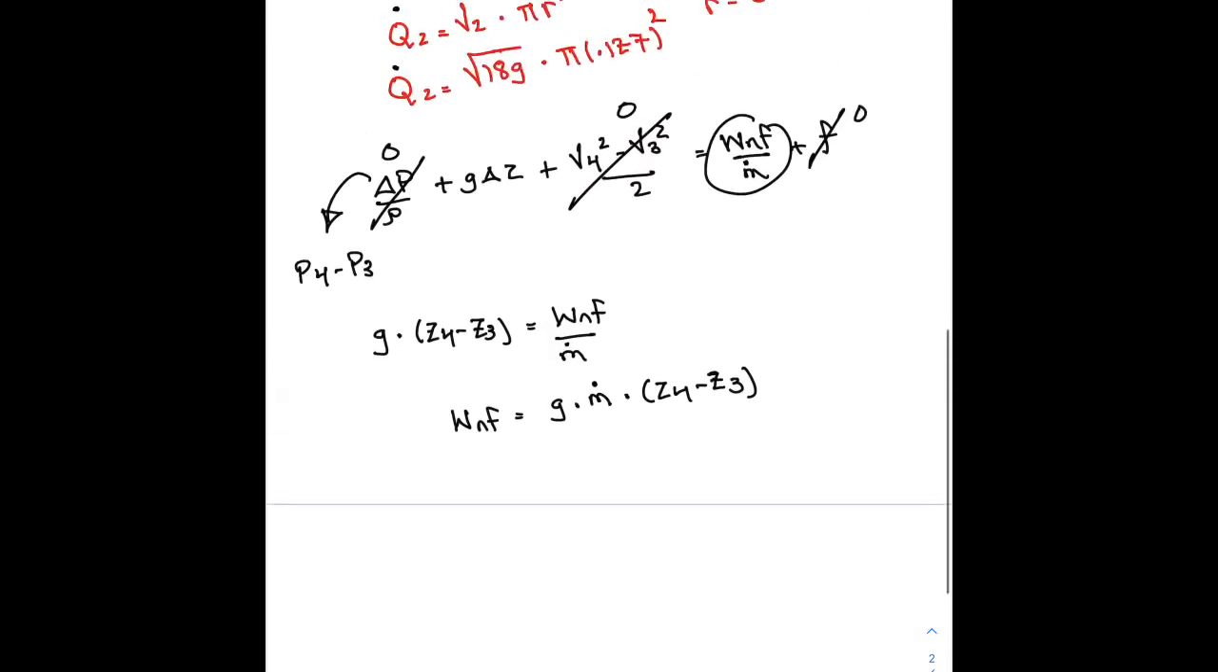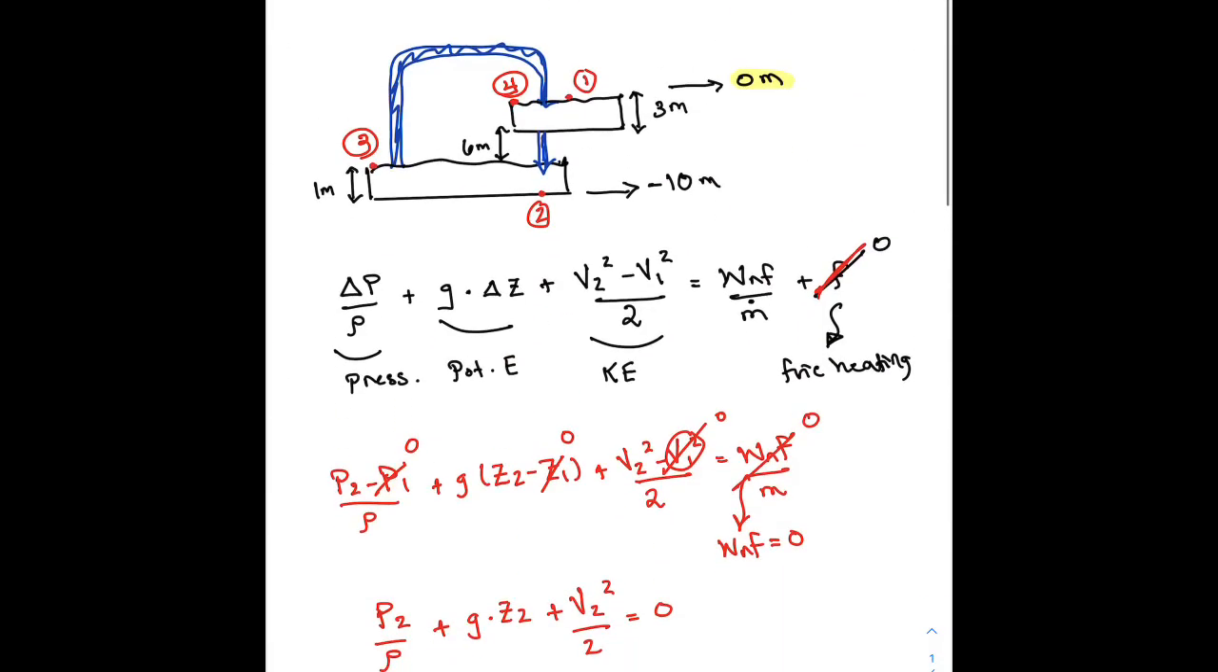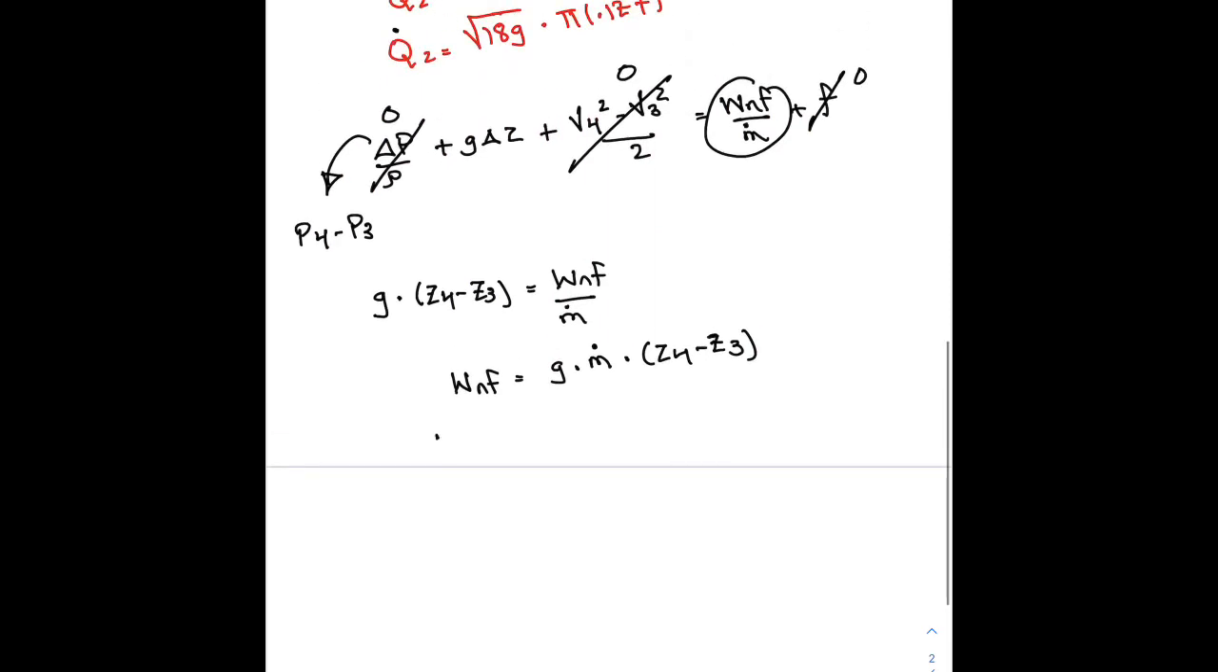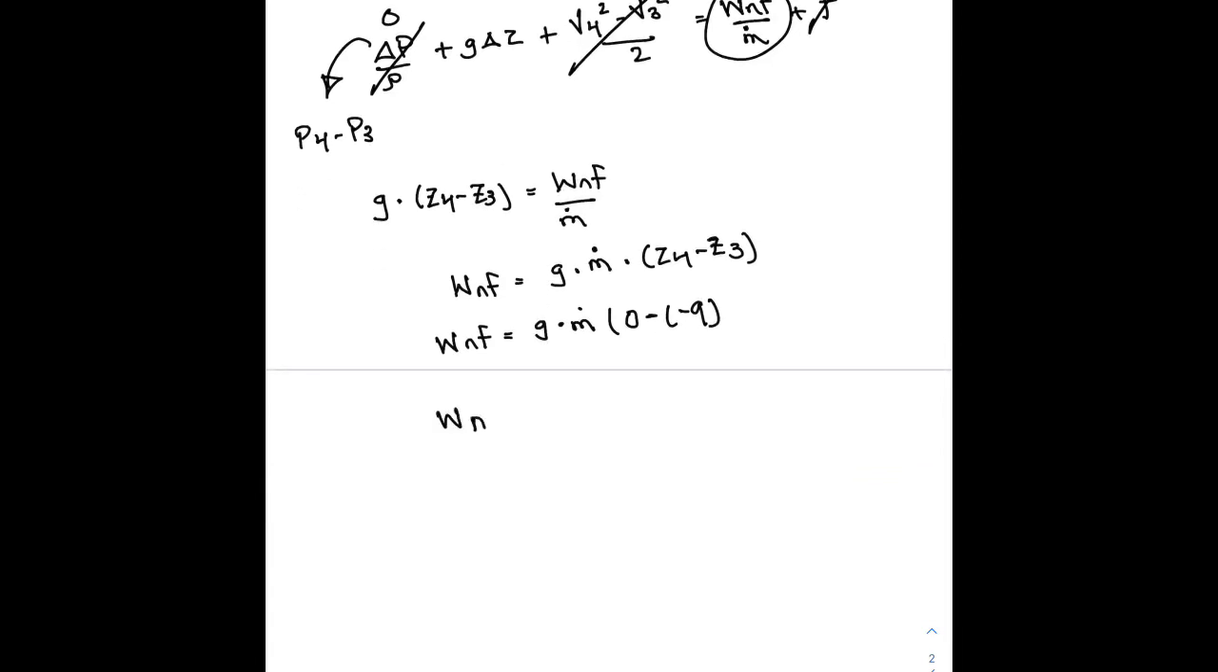And so from here, we know that at Z4 and Z3, 4 is right here, that will be 0 meters, and 3 will be right here, 3 plus 6, that's going to be -9 meters. And so we will have the work equals G times the mass flow rate times 0 minus -9, so we'll have a positive. So our work will be mass flow rate times G times 9.